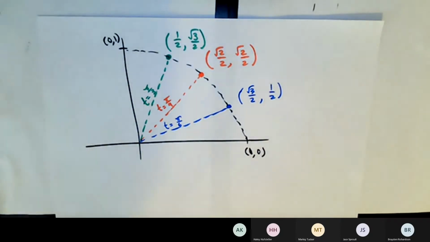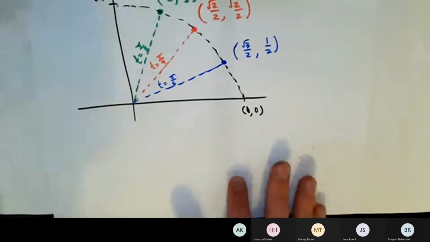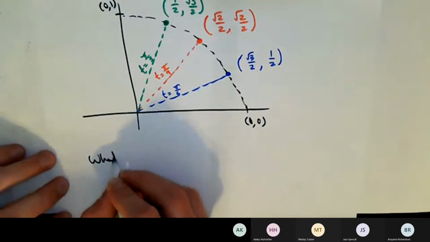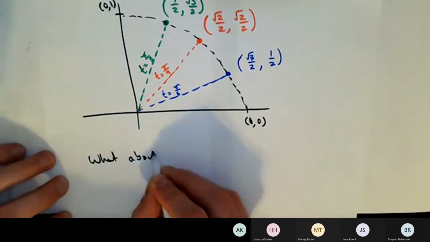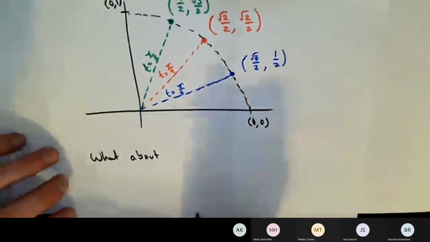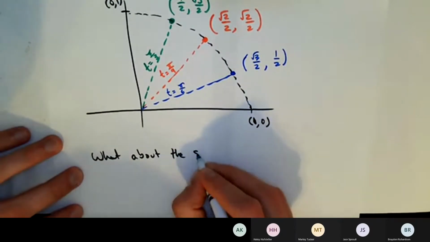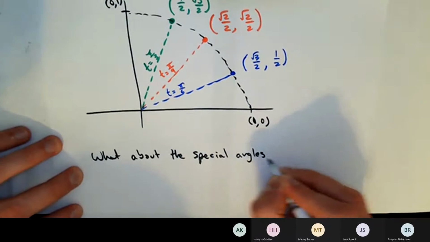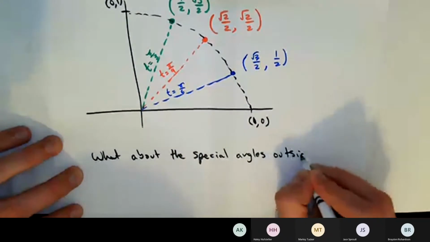Now, what about going beyond the first quadrant? For our special angles beyond the first quadrant, I might be going a little bit out of order with the book here, but this feels more natural. So what about the special angles outside the first quadrant?